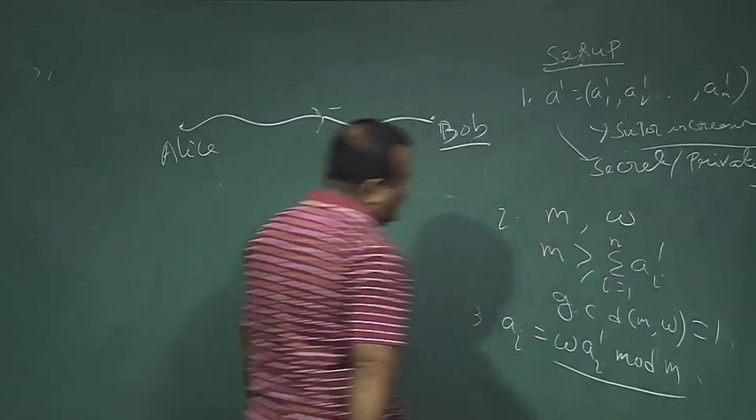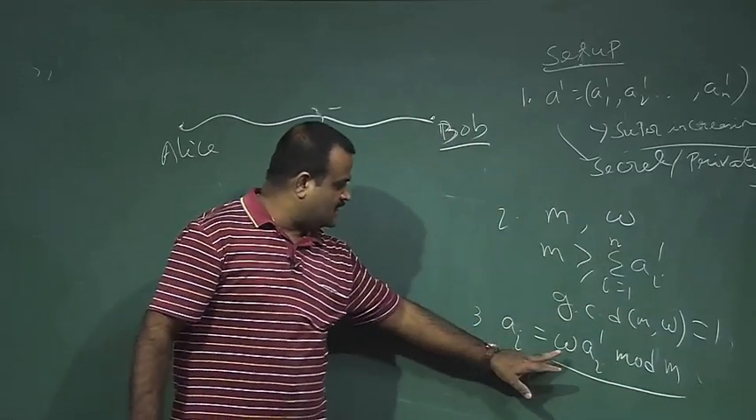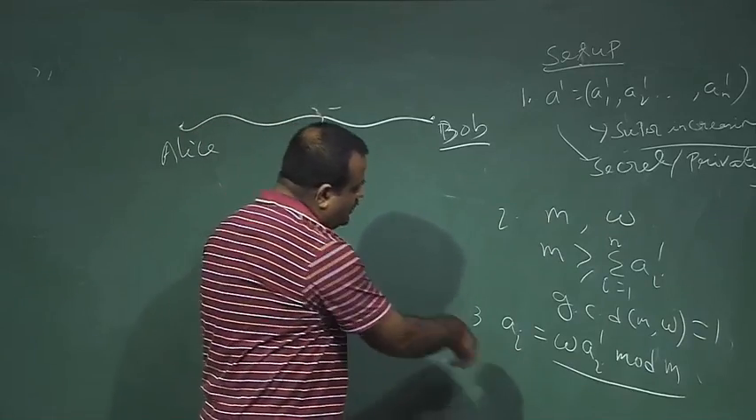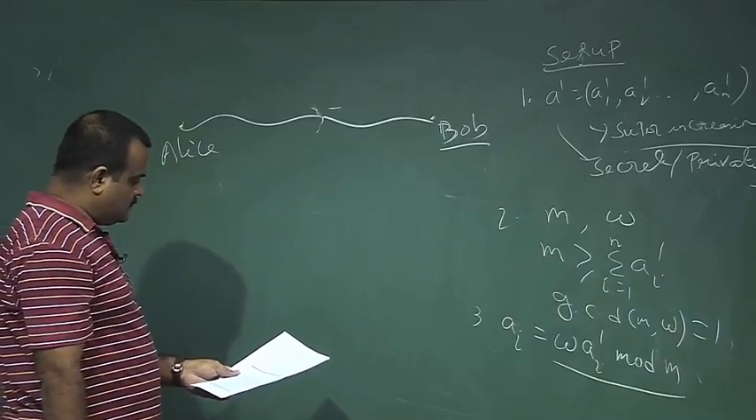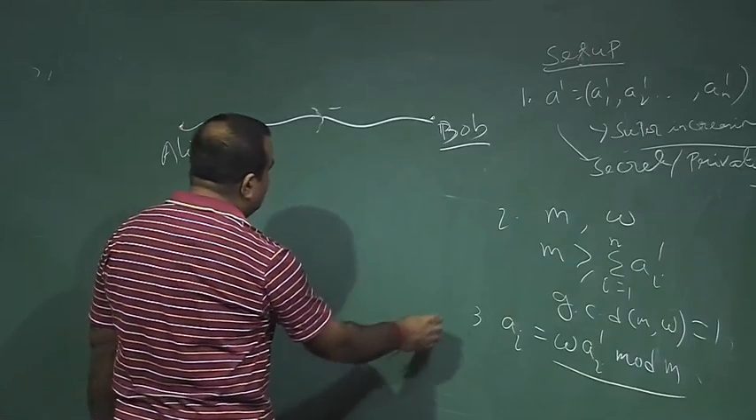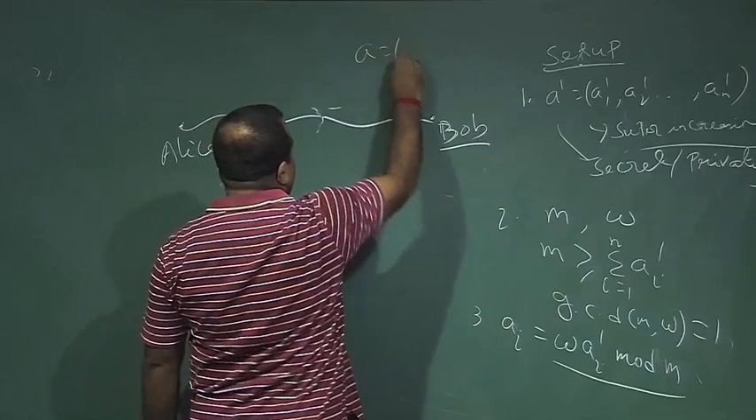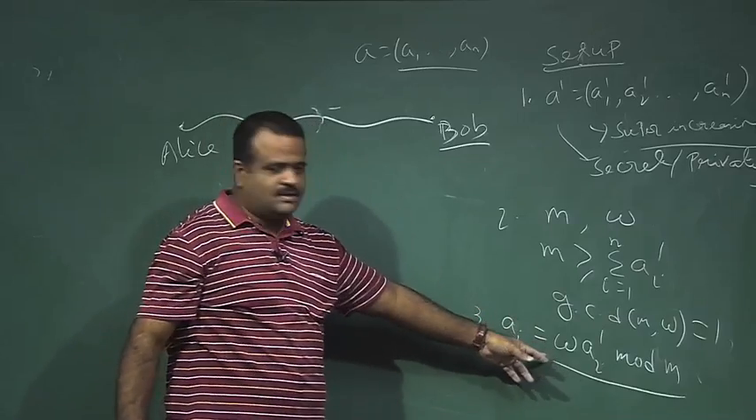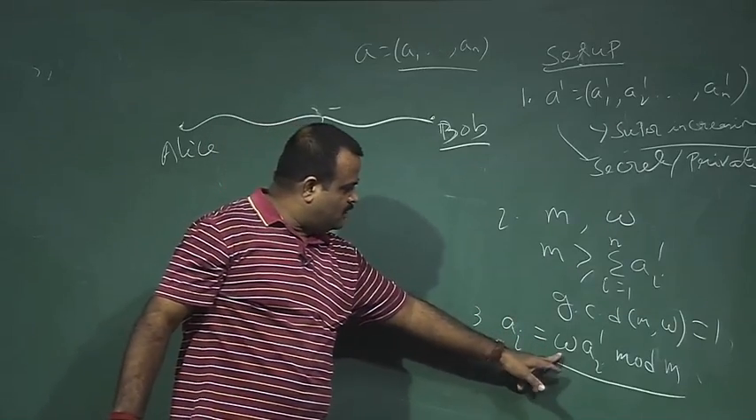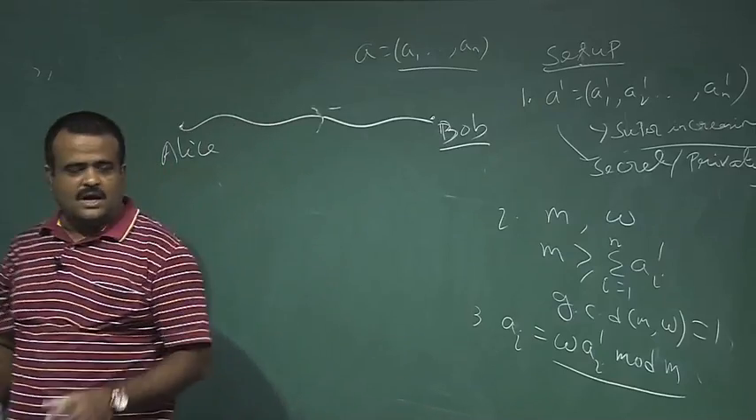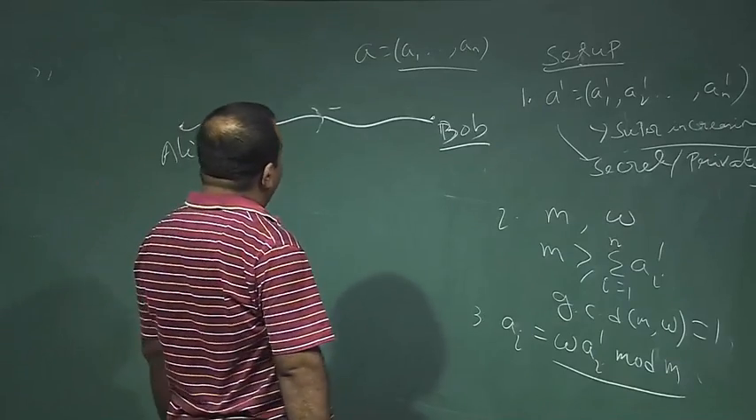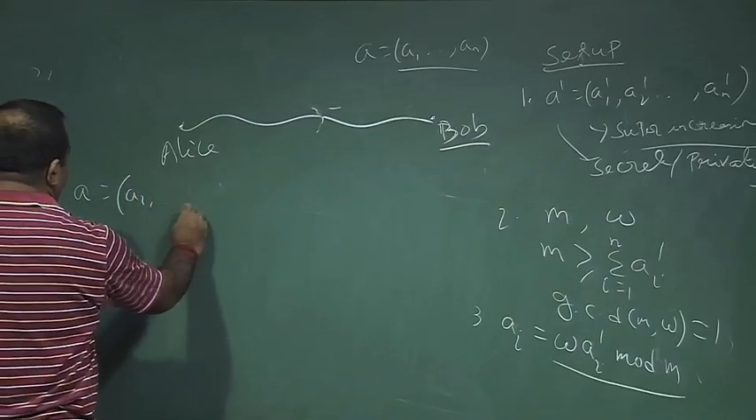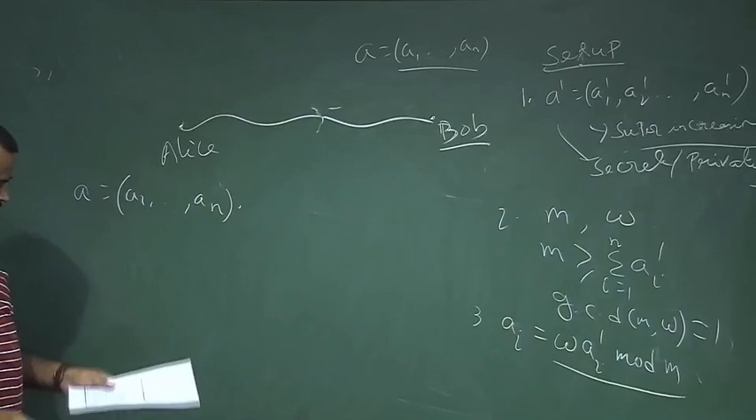Now this will destroy the super increasing property. This is the tactic. This way we destroy the super increasing property, and now this sequence, the a_i, we can make public. This A is basically A1, A2, up to An. This is no more super increasing; we have destroyed the super increasing nature by multiplying by W mod M. So this is the public key of Bob, and Alice gets this.